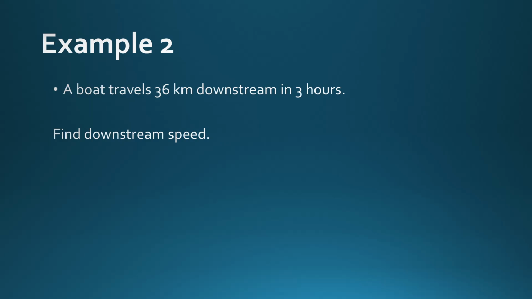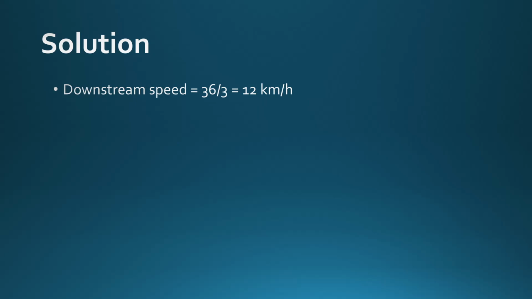Now let's look at another example. A boat travels 36 km downstream in 3 hours. Find downstream speed. Use the basic speed formula. Speed equals distance divided by time. So 36 divided by 3 gives 12 km per hour. So downstream speed equals 12 km per hour.